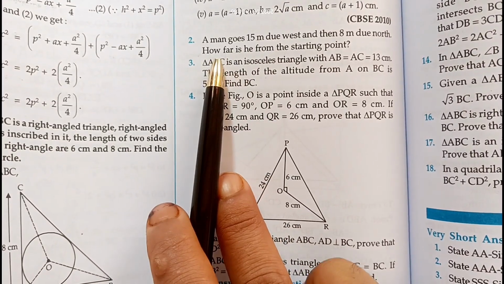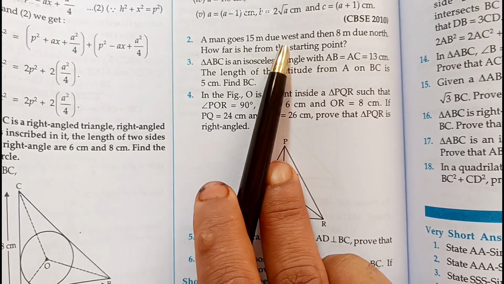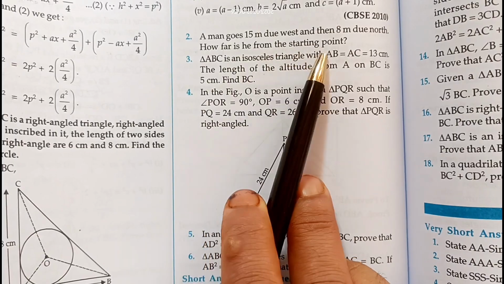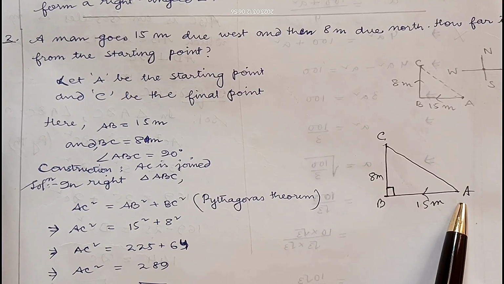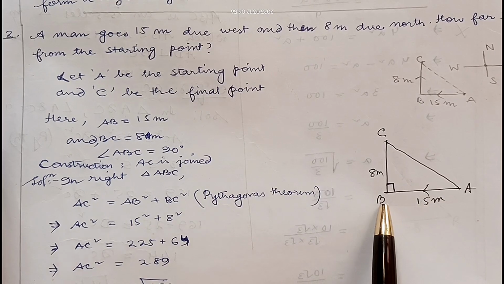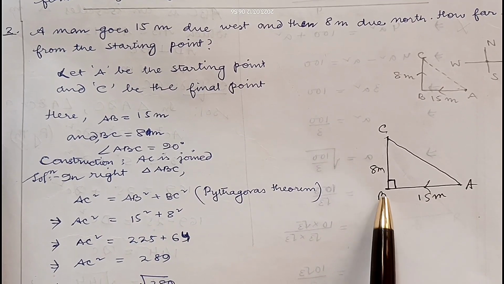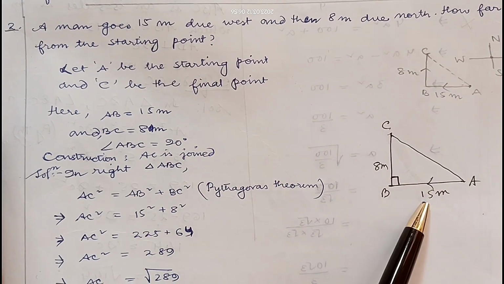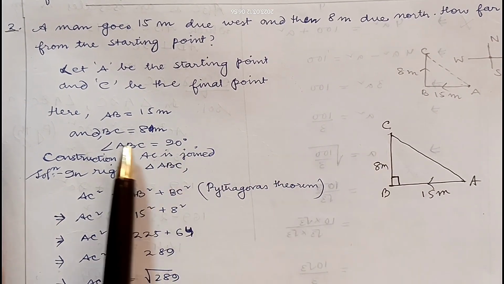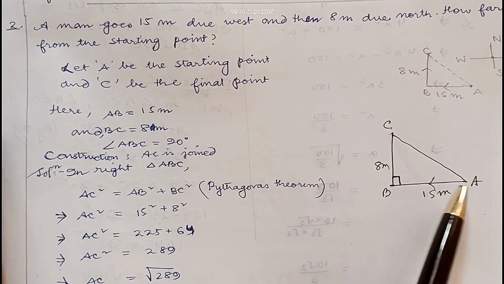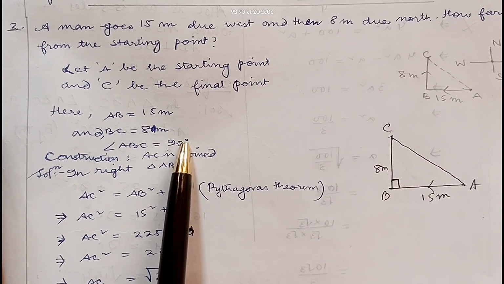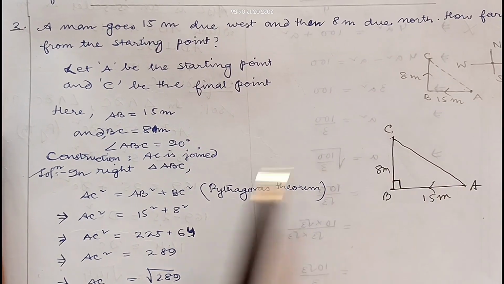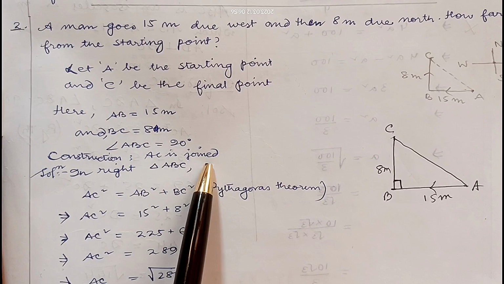In question number 2, it is given that a man goes 15 meter due west and then 8 meter due north. How far is he from the starting point? Suppose A is the starting point. The man moved 15 meter towards west, then he moved 8 meter towards north, and C is the final position. Now here AB is 15 meter, BC is 8 meter, and angle ABC is 90 degree. Since this is 90 degree and we have to find AC, we have to join AC. So in the construction section I have written AC is joined.